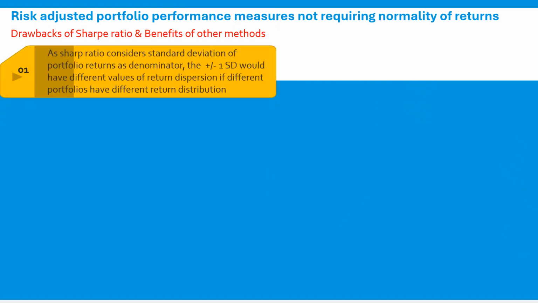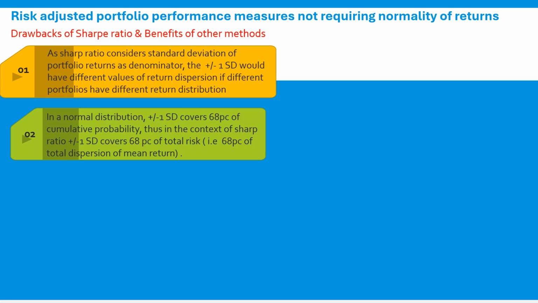Now, what are the available other risk-adjusted portfolio performance measures not requiring normality of returns? We'll evaluate drawbacks of Sharpe ratio and the benefits of other methods. As Sharpe ratio considers standard deviation of portfolio returns as denominator, the plus minus 1 standard deviation would have different values of return dispersion if different portfolios have different return distribution.